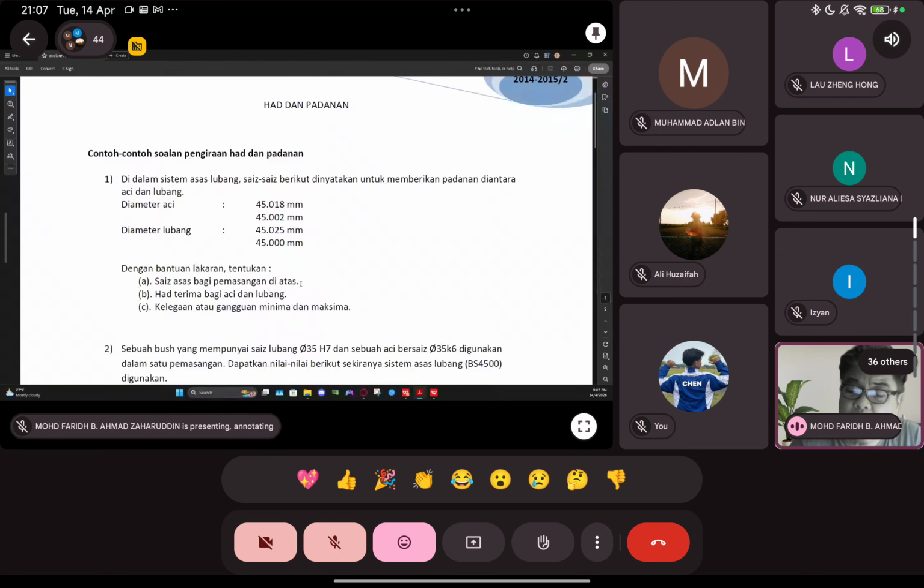The question asks you, the first one is, what is the basic size for this fit? Second question, what is the tolerance for shaft and holes? Third one, the question asks, is it clearance fit or interference fit? Is it okay? Okay, doctor. All right. So please answer it. I give you 5 minutes. We're going to stop. I'm going to ask you at 9:30.